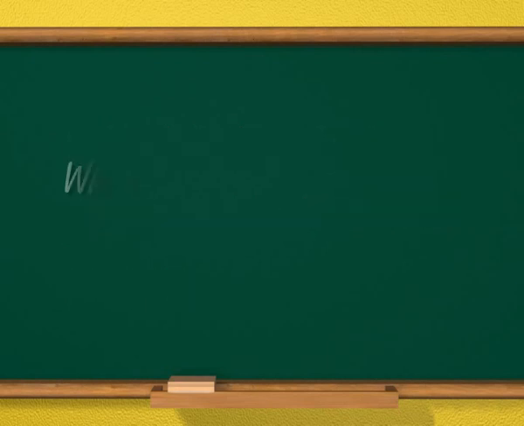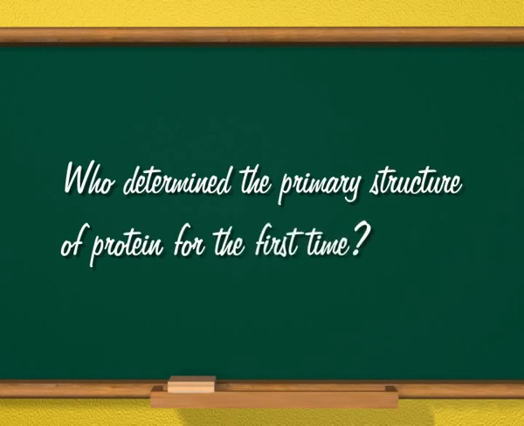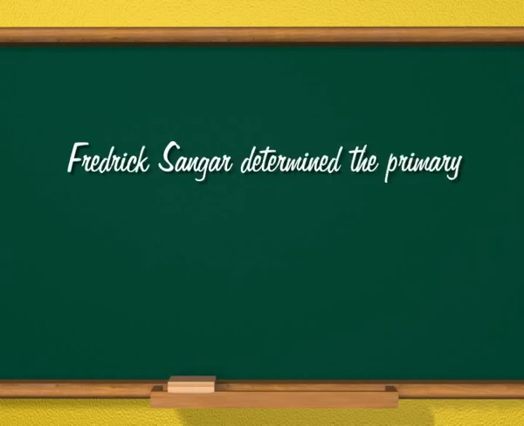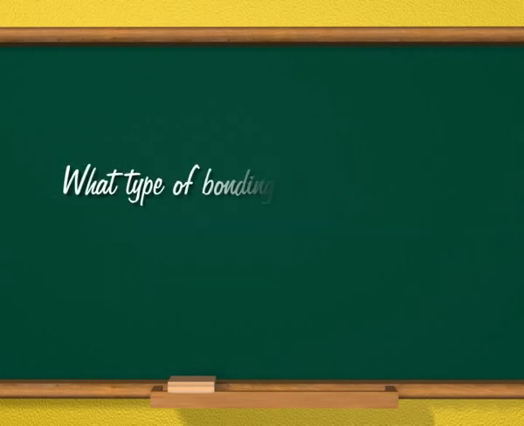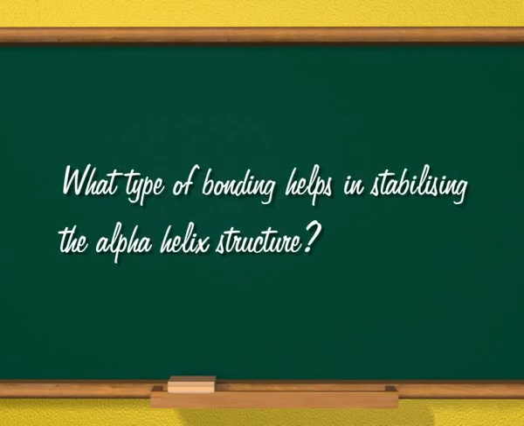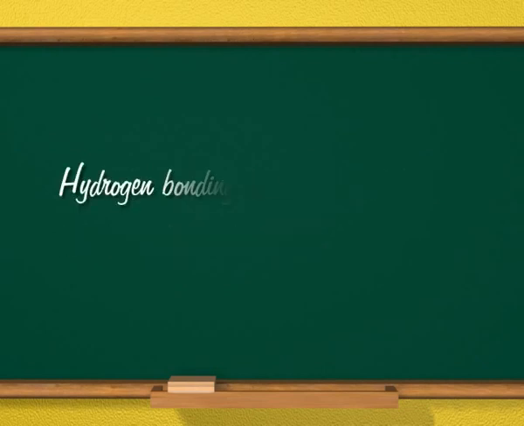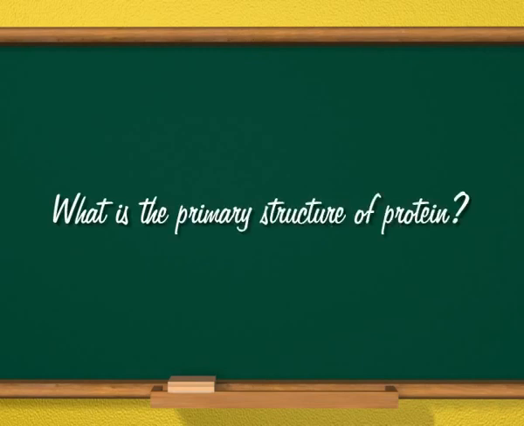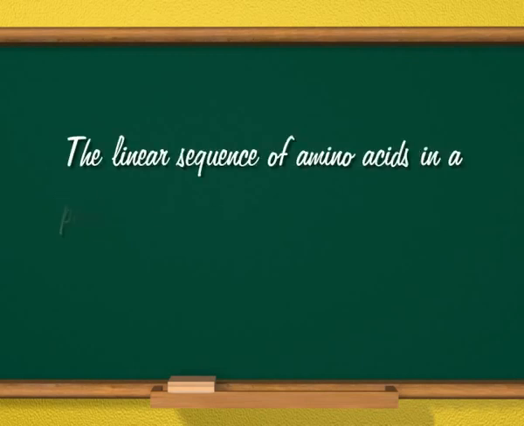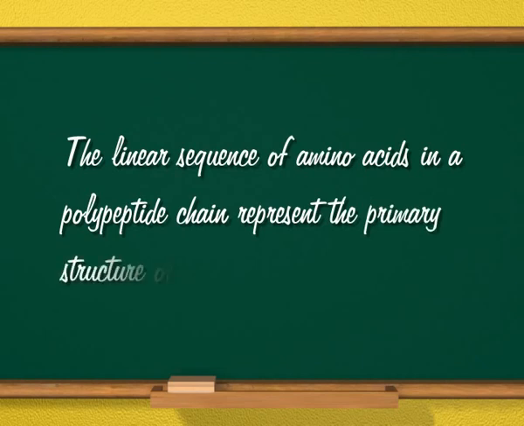Another question is, who determined the primary structure of protein for the first time? Answer to this question is, Frederick Sanger determined the primary structure of protein for the first time in insulin in 1953. My next question is, what type of bonding helps in stabilizing the alpha helix structure? Answer is, hydrogen bonding helps in stabilizing the alpha helix structure. Next question is, what is the primary structure of protein? Answer is, the linear sequence of amino acids in a polypeptide chain represent the primary structure of protein.